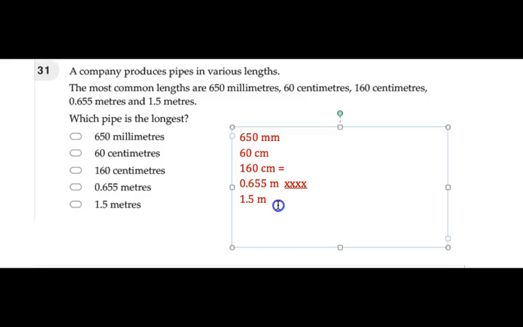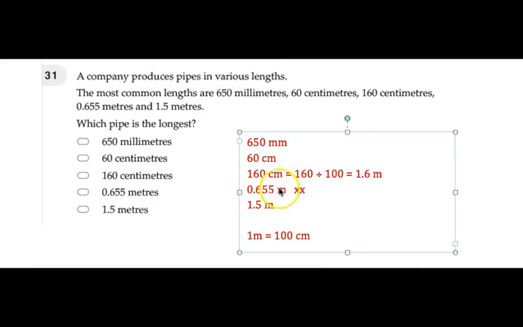We know that 1 metre equals 100 centimetres. So to convert from centimetres to metres, we divide by 100. So 160 divided by 100 is 1.6 metres. Now that is bigger than 0.655 metres, and also bigger than 1.5 metres. So this 1.6 metres looks to be the longest.